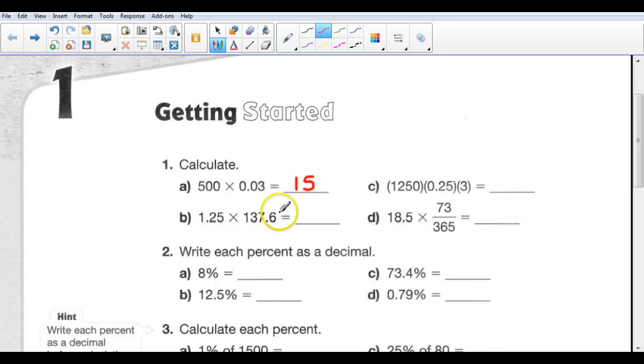You can do the other three here using your calculator. When you're doing something like this one here, you can do 18.5 times, and then you can do 73 divided by 365. Because of order of operations, your calculator follows BEDMAS. It will do this calculation before it multiplies it by 18.5.